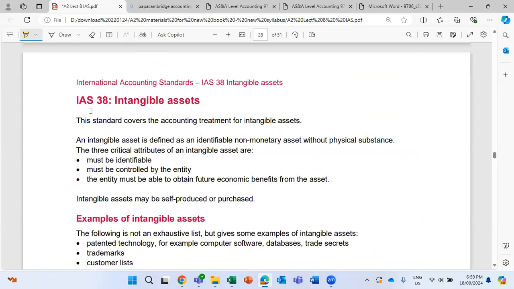Okay, IAS 38, intangible assets. IAS 38 deals with intangible assets. Intangible assets are those kinds of assets which do not have a physical existence. Here are the three main attributes of an intangible asset. The asset must be identifiable. The asset must be controlled by the entity, because only then will the entity be able to use the intangible asset to obtain future economic benefit. So the entity must be able to obtain future economic benefit from the asset.